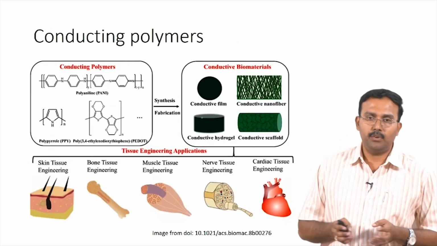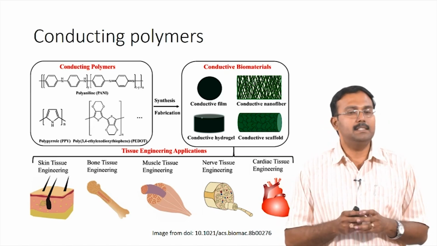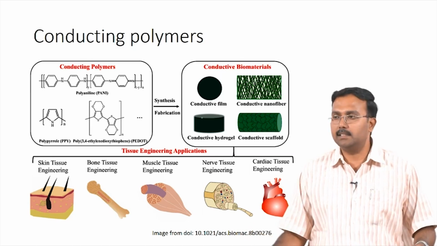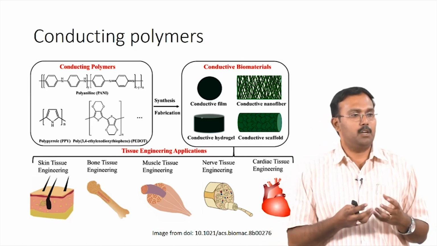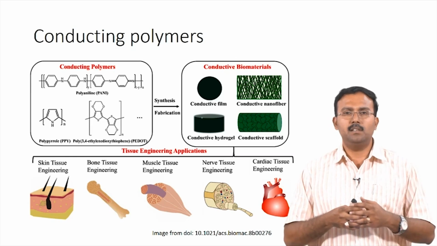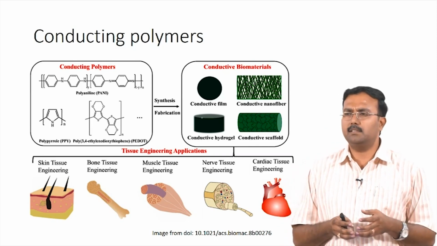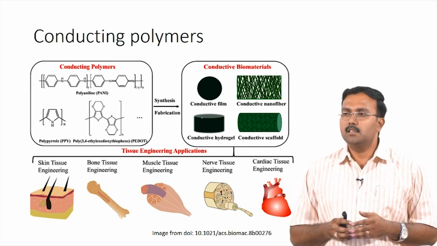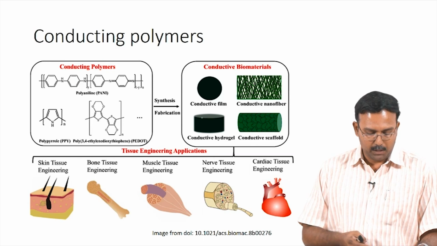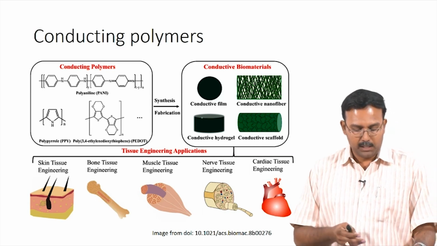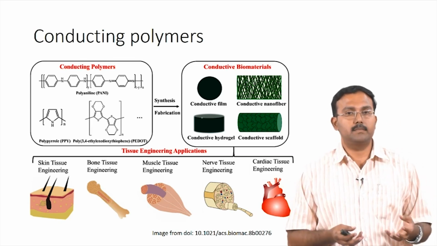So, another class of synthetic polymers would be the conducting polymers. Polymers in general do not conduct electricity, right. They are very poor conductors of electricity. So, there is a special class of polymers which are called conducting polymers. This is actually a Nobel Prize winning discovery. It won the Nobel Prize in 2000, I think, for chemistry. The conducting polymers shown here are polyaniline, polypyrrole and PEDOT, which is polyethylene dioxythiophene. These are some of the common conducting polymers.